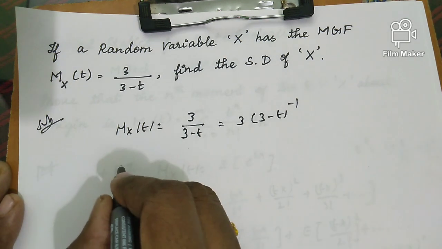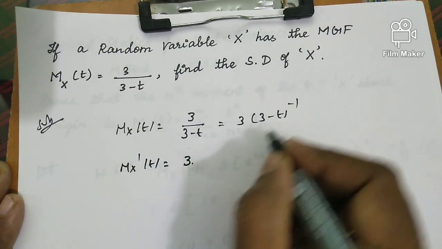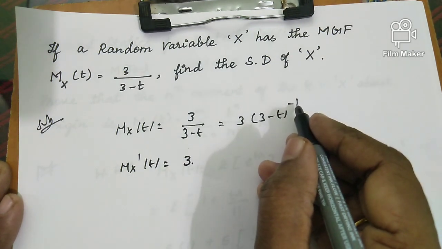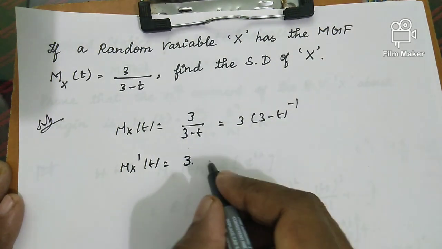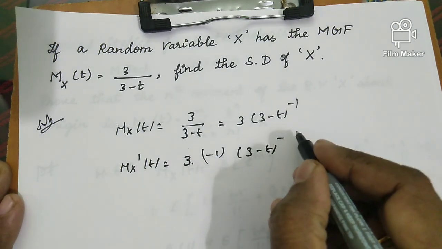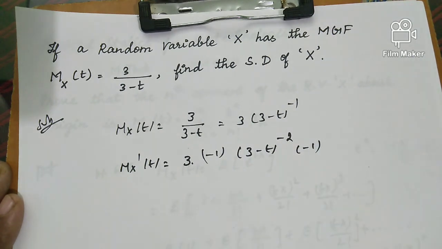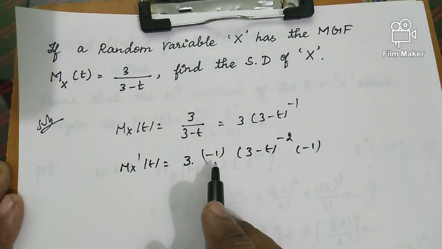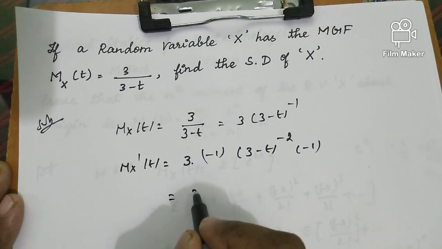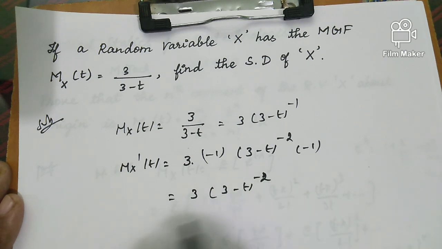So the first derivative, that is M_X dash of t: 3 is a constant. When you differentiate (3 minus t) power minus 1, bring the minus 1 down, then (3 minus t) power minus 2. Differentiation of minus t is minus 1, and minus into minus becomes plus, so we get 3 into (3 minus t) power minus 2. This is our M_X dash of t, that is the first derivative.